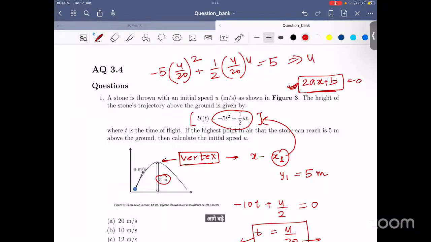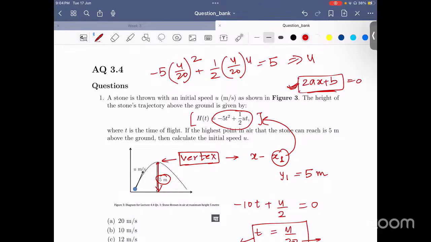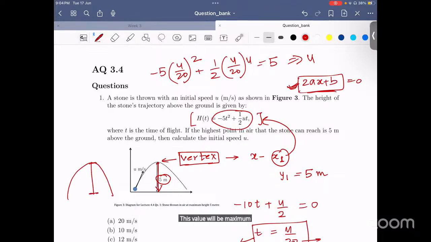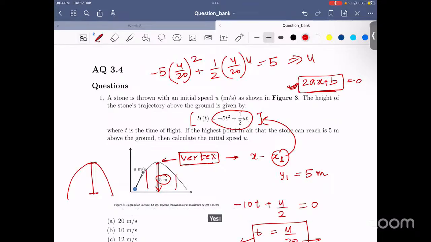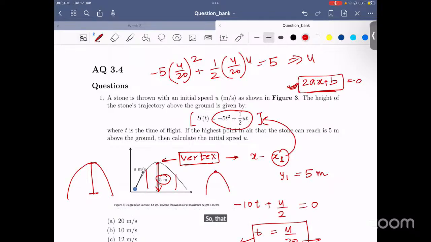Are you able to understand this? How many of you are able to solve it? So I have a question. Why are we equating this to 5? Like, from the question, how to make out that? So from this question, it has been given, right? This is 5, right? And you already know that for a parabola that is going downward, this value will be the maxima, correct? Any other value that you get will be smaller than 5 meter. And you already know that for any parabola that goes downward, the maxima exists at the vertex. And the maximum value is already given as 5 meter. So that's the hint only, right?